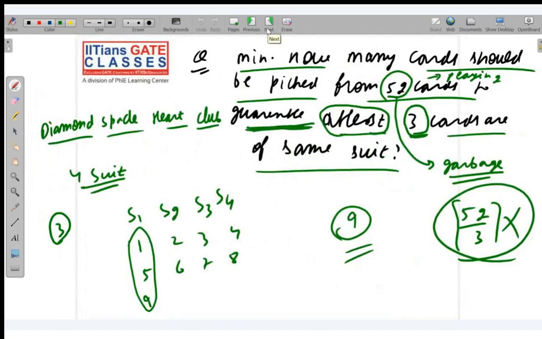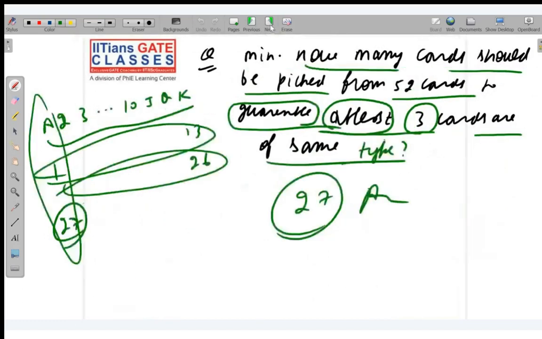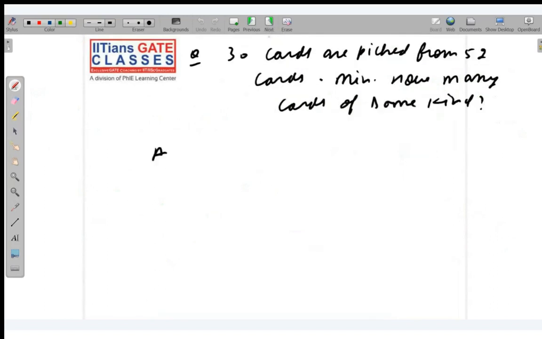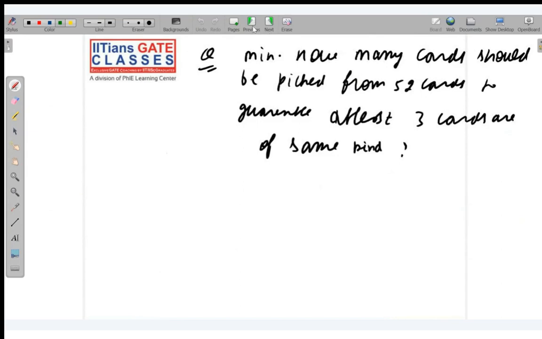Same, sir. Same suit, same kind you have written. Yes, so same kind here and here. Same, yes, same only. Okay, no, actually there is a small gap here.